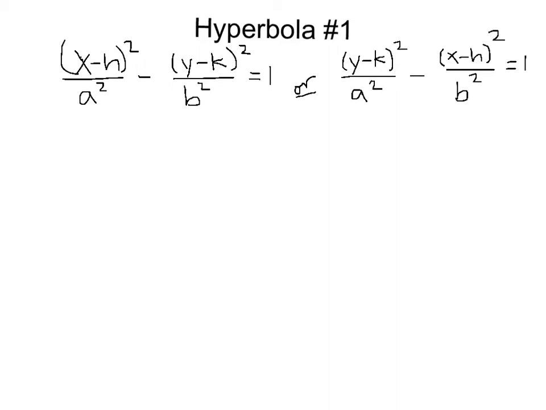The other way is now when y leads, we still have a squared first, that minus, and then the x term comes second. This is going to be our vertical hyperbola.